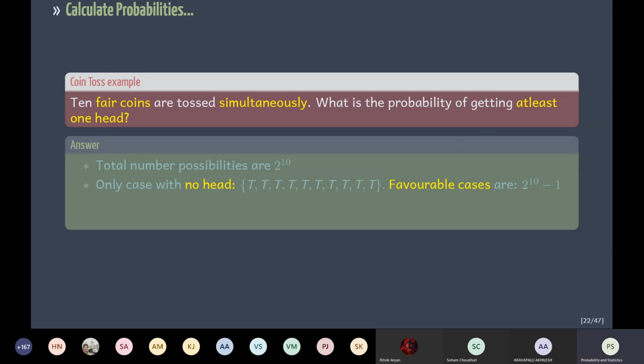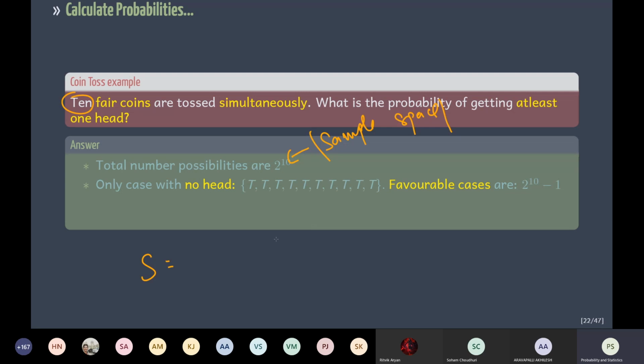I'm sorry, not two, 10 fair coins. So this is a 10 fair coin case. I was wondering how come it was two. So 10 fair coins are tossed simultaneously. The first step is the sample space, or the cardinality of the sample space. This is where counting comes into the picture.